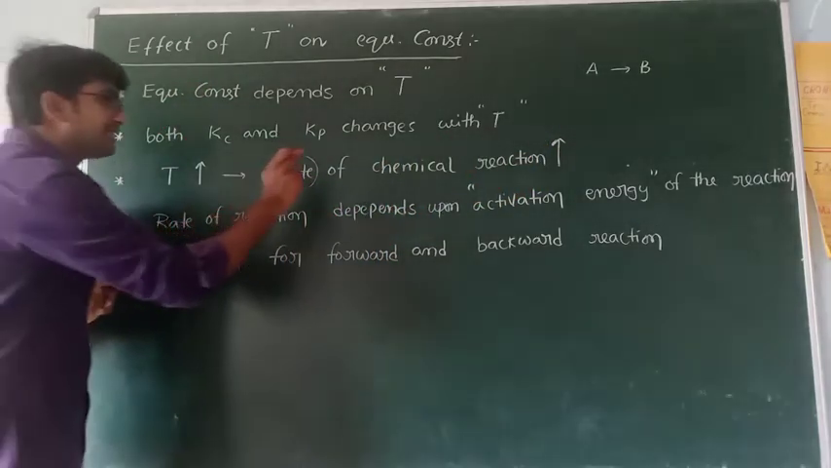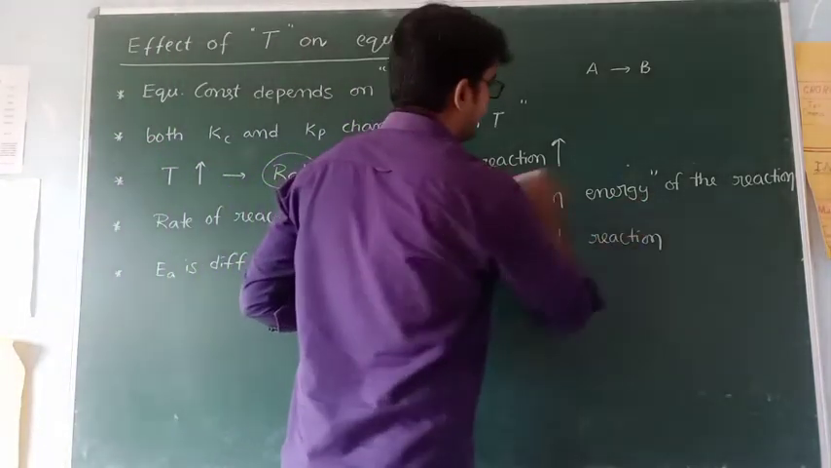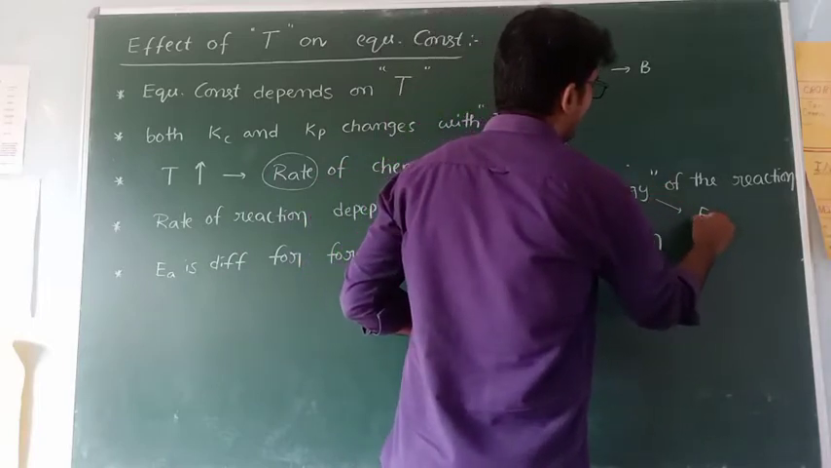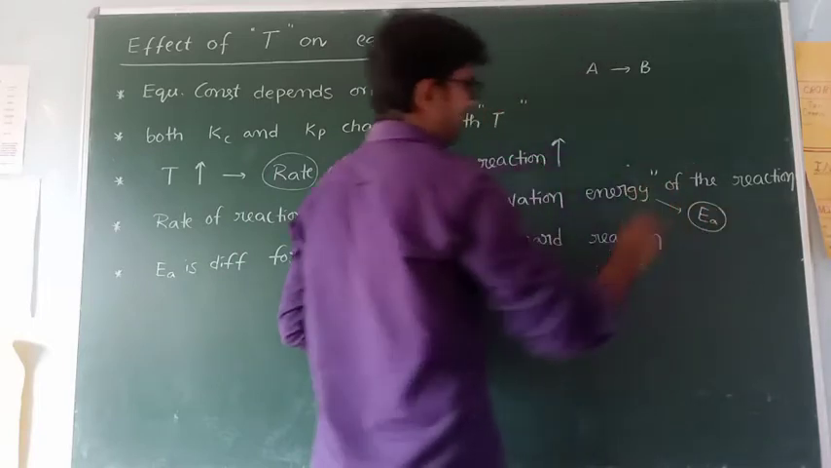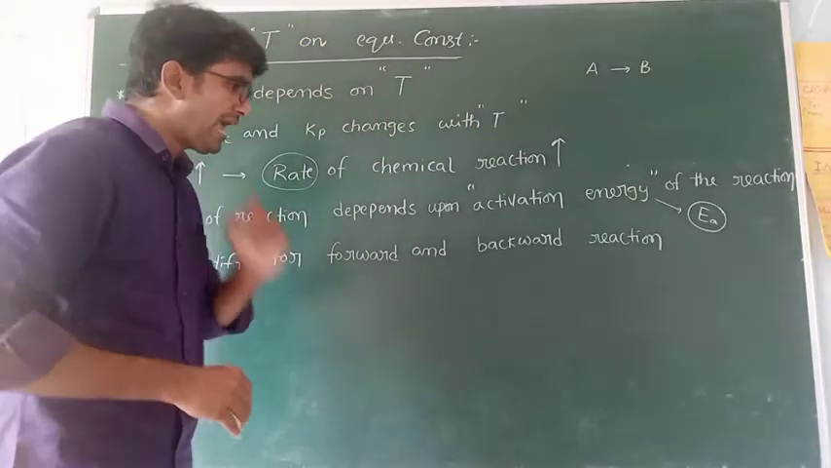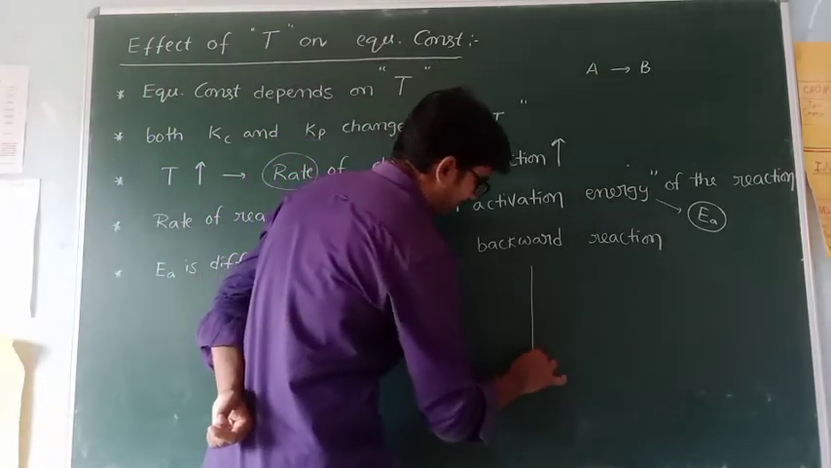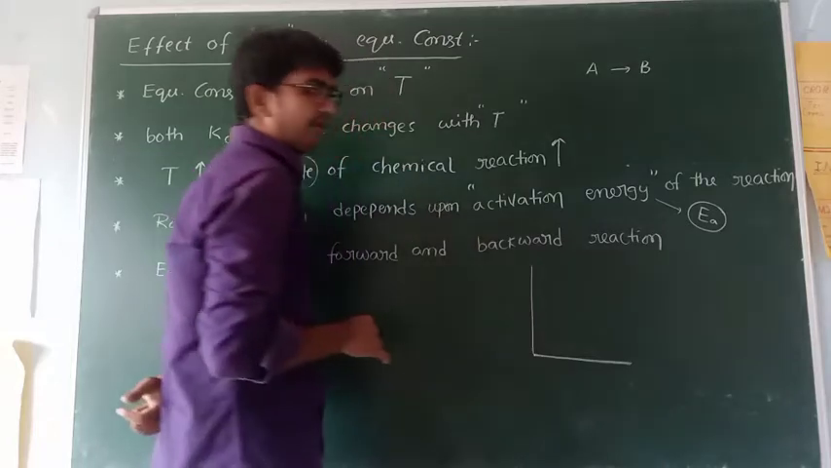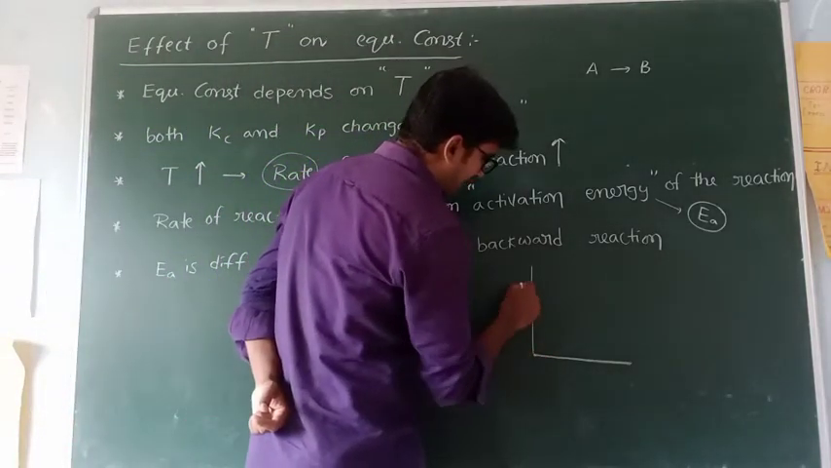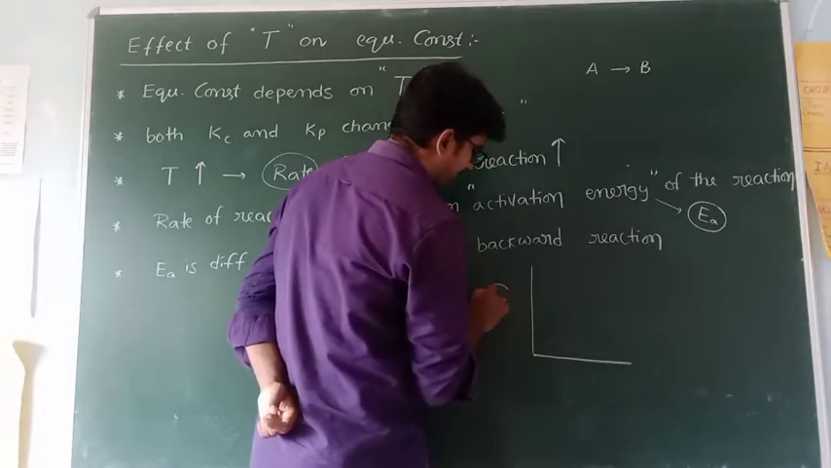But this rate of chemical reaction depends upon activation energy. The symbol of activation energy is EA. First I will explain what activation energy is. Activation energy, for example, if you take any chemical reaction, I will explain with a graph. For example, this side is energy.